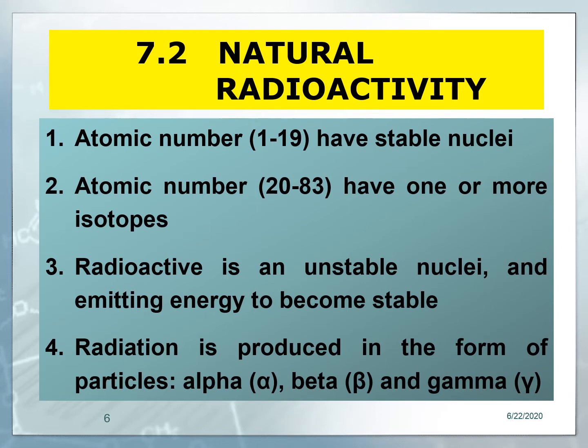Most naturally occurring isotopes of elements up to 19 have stable nuclei. At higher atomic numbers, from 20 to 83, elements usually have one or more isotopes that are unstable. Unstable means that so many protons and neutrons are crowded in the nucleus, and strong repulsions between them make those atoms unstable. When a nucleus is unstable, it is called radioactive, which means that it will spontaneously emit energy to become more stable. This energy is called radiation. Radiation is produced in the form of particles and rays, which are alpha, beta, and gamma.